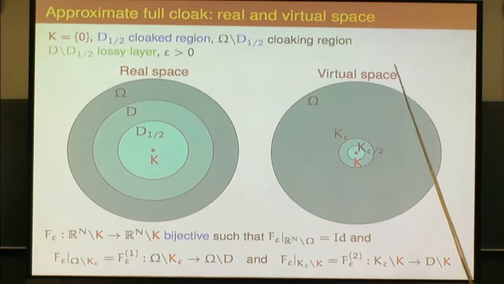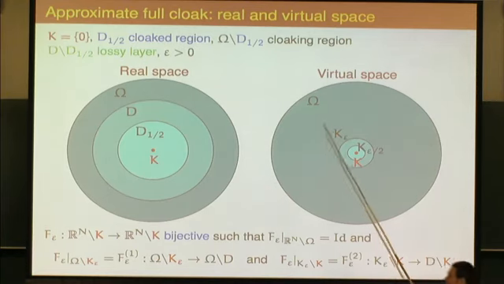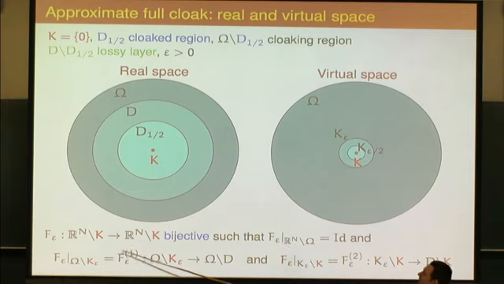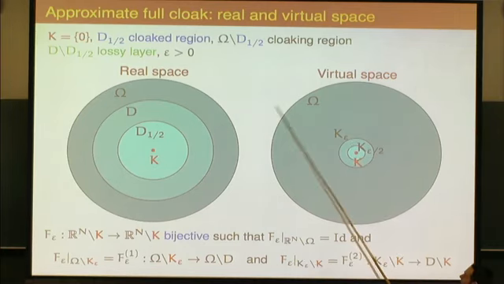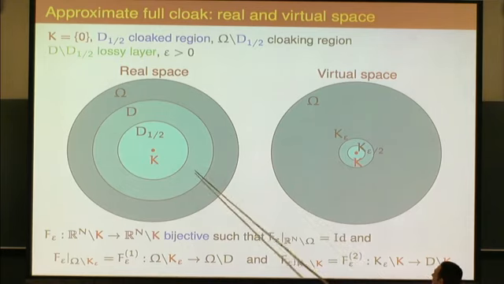And so we know how to cloak in the virtual space, and we need to go back to the real space. And this we are going to do by a transformation, which is bijective from Rn minus k into Rn minus k, and which is depending on epsilon, because now there is an epsilon here. This function is the identity outside omega, and then you have a transformation inside these other objects.